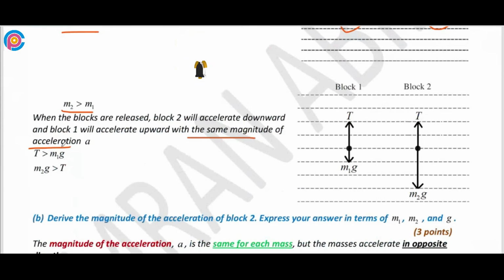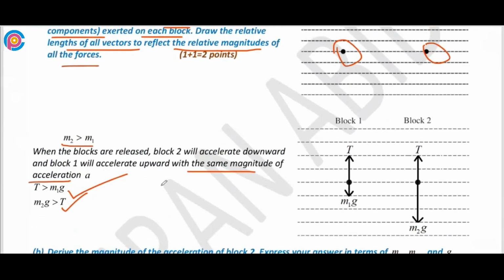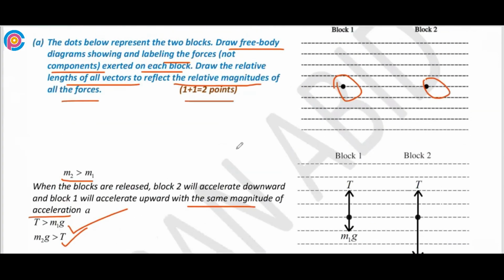According to the figure, we can see the tension is greater than M1G because it has a greater vector length, and the tension is less than M2G. So M2G is greater than T. That's the situation we can solve for the 2 points.